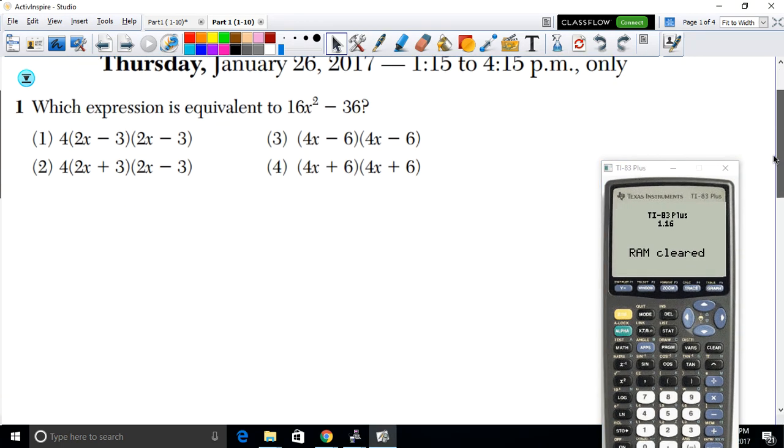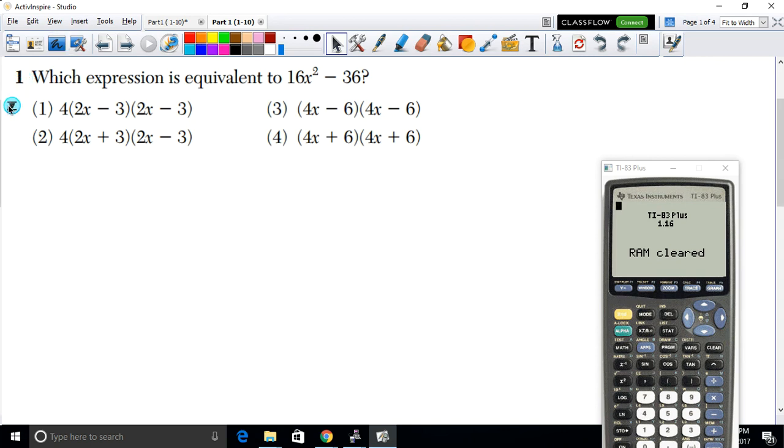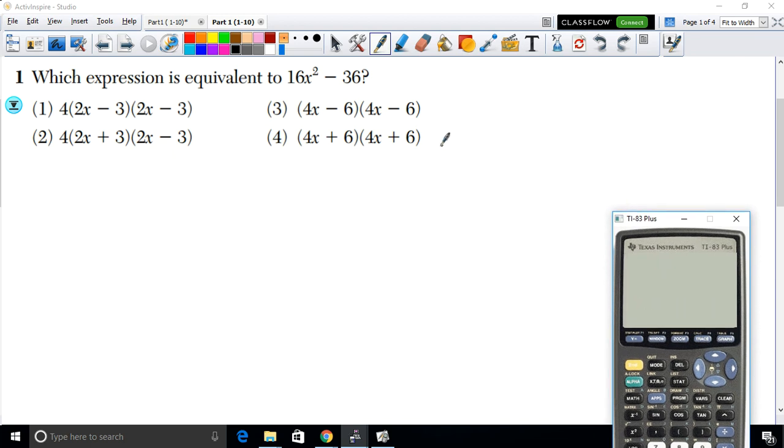In example 1, this is the question. It says, which expression is equivalent to the original here? 16x squared minus 36. Alright, so one thing to notice here is that every time you've been given some kind of a big expression, try to see if you can make it into a simpler format. Let me rewrite the expression.